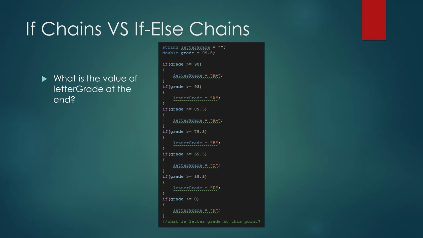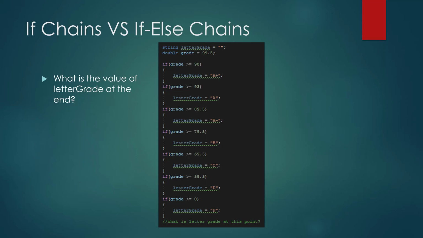Taking this a step further, let's ask ourselves, what if we need to do many different things based on the same value? Something like assigning a letter grade to a variable. I could use a bunch of if statements like this example, but this won't quite work. Take a minute to pause the video, read the code, and determine what the value of the letter grade variable will be at the end of this code.